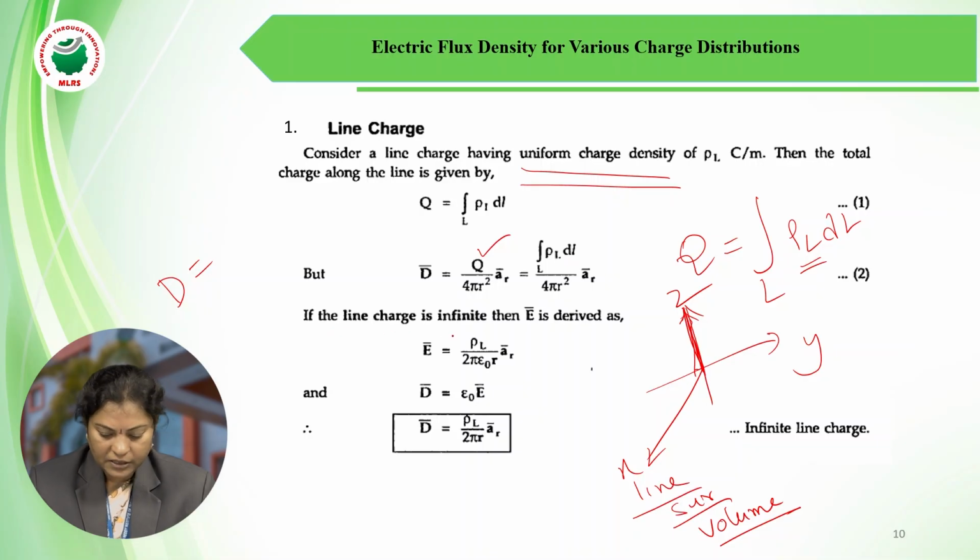If the line charge is infinite, the electric field intensity is derived as rho L by 2 pi epsilon naught R into a_R, and also D equal to epsilon naught into E. From that we get the electric flux density as rho L by 2 pi R into a_R. This is for an infinite line charge. So this is the electric flux density for line charge density.